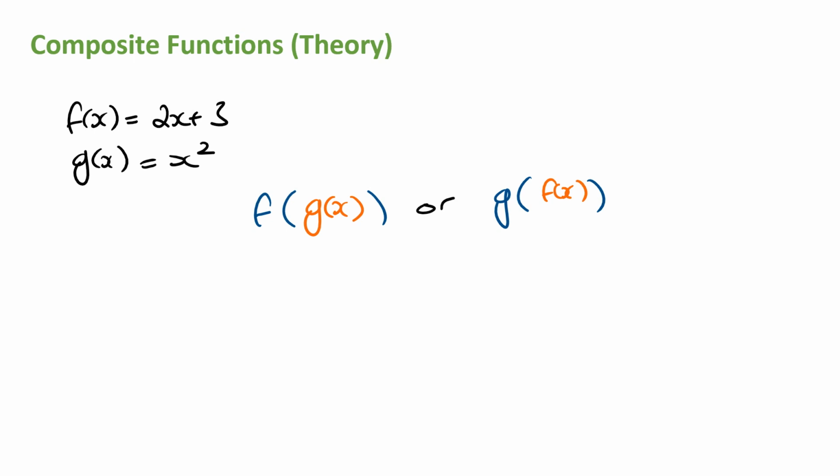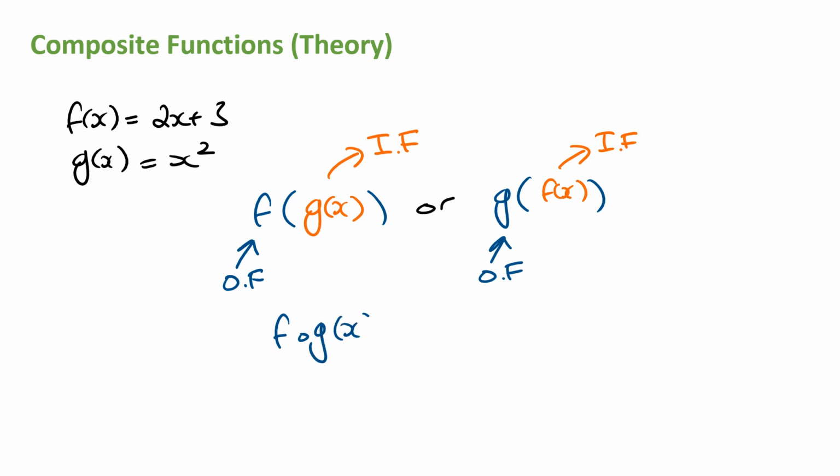For f of g of x, g is the inner function and f is the outer function. For g of f of x, f is the inner function and g is the outer function. An equivalent notation to write f of g of x is writing it as f and then a little o and then g and then x. And for g of f of x, we can write this as g and then little o f of x. This is commonly read as fog and gof.